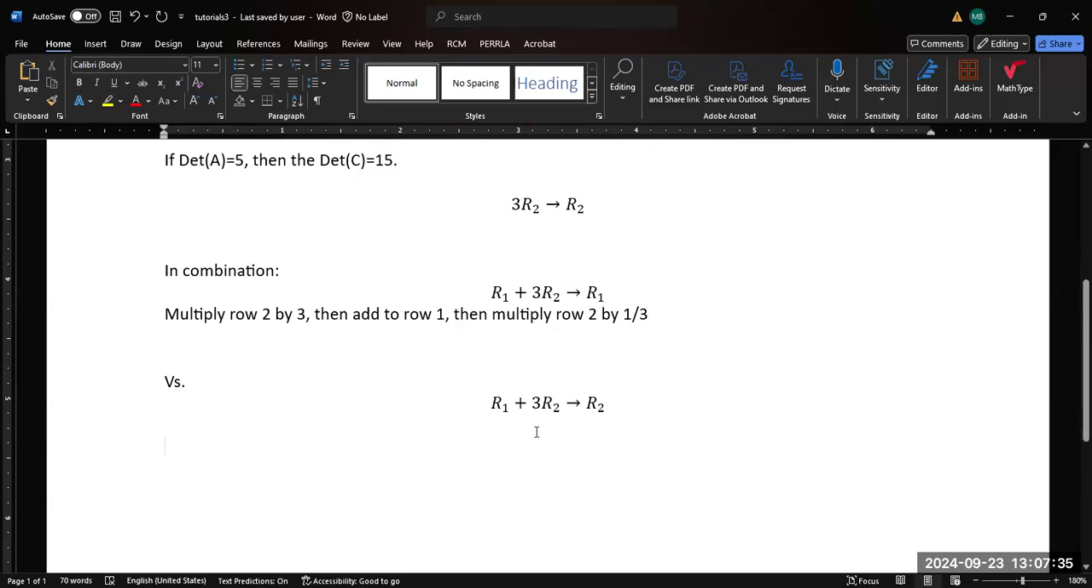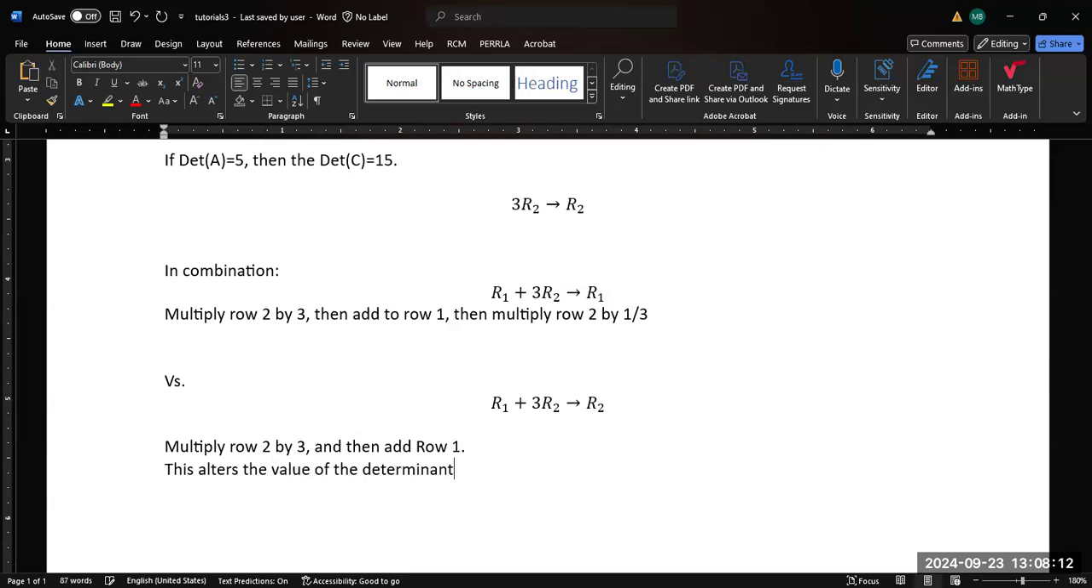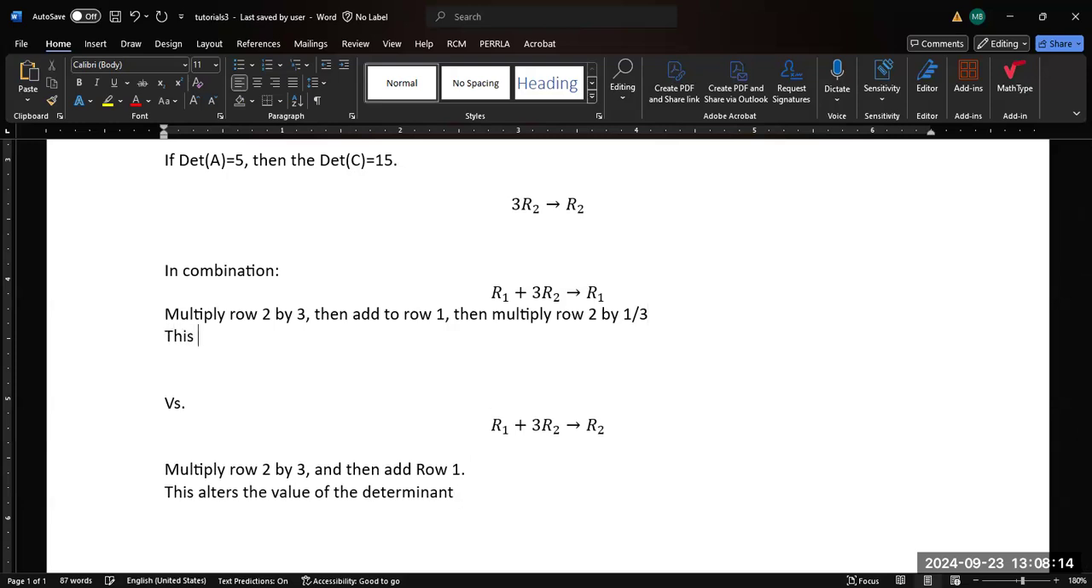But in this operation, the steps are multiply row 2 by 3 and then add row 1. And that's it, because we are altering row 2. So we are not undoing that operation. We are still essentially keeping that multiplication by 3 in row 2, and therefore this alters the value of the determinant. This does not.